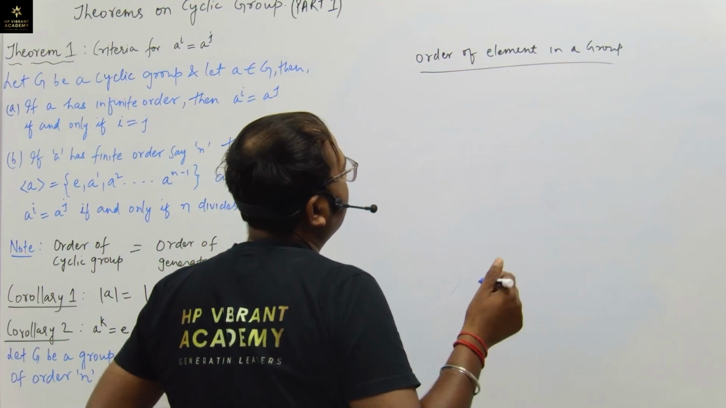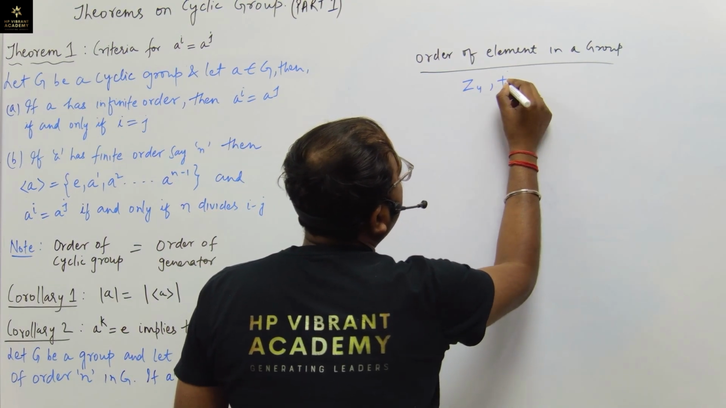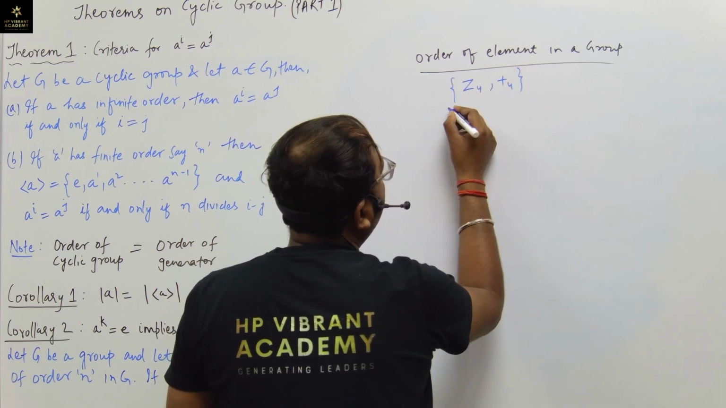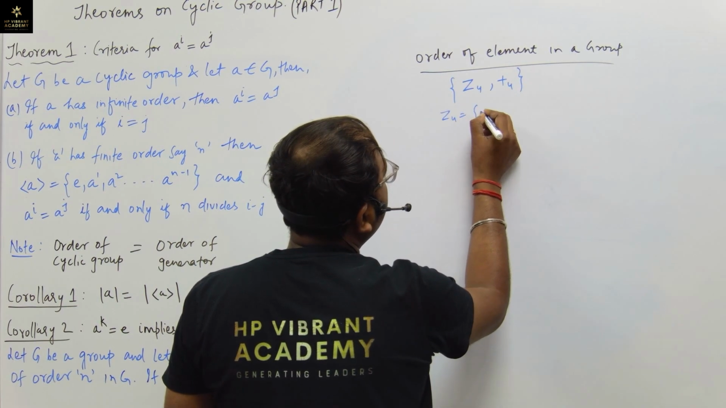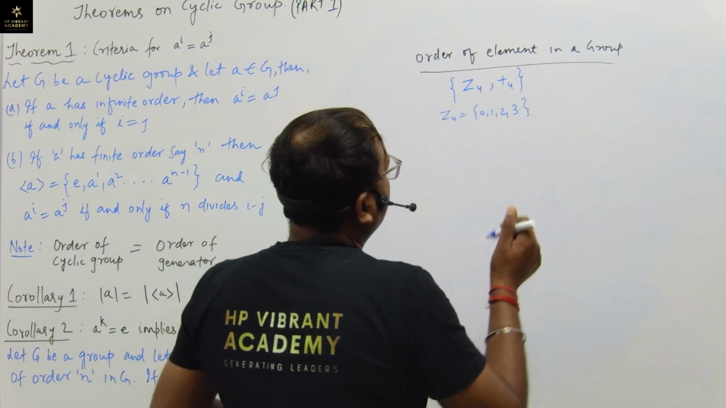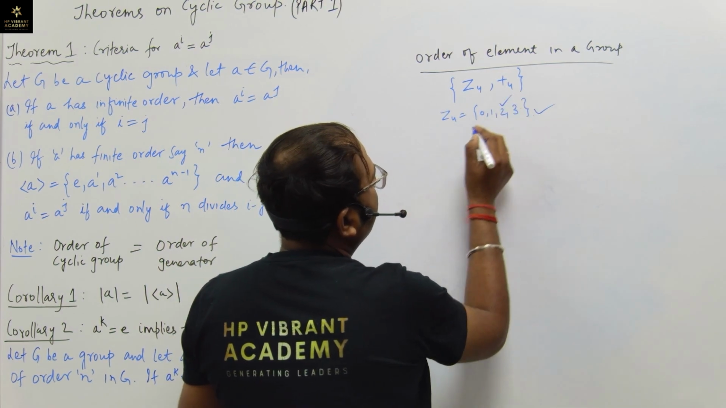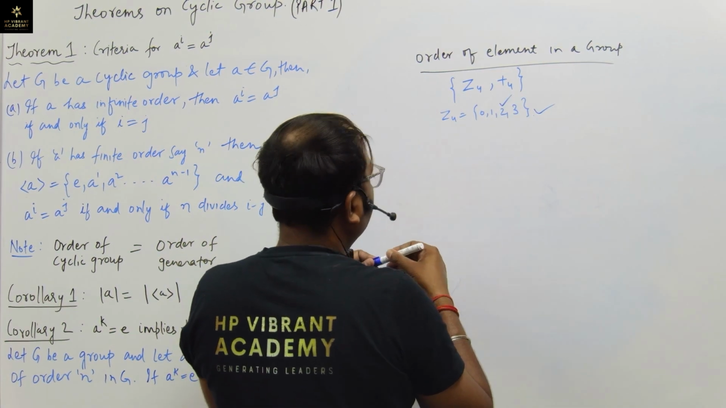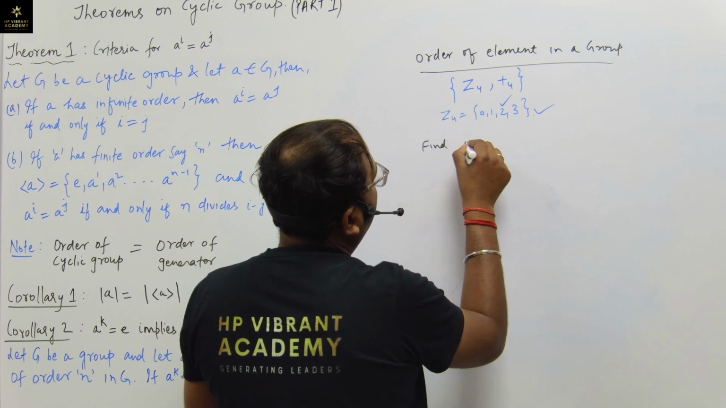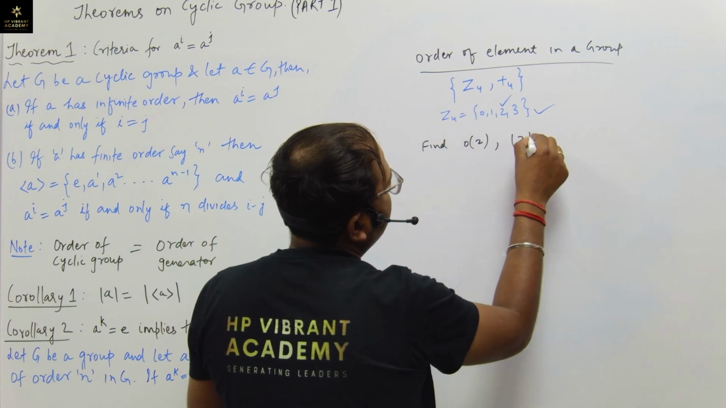So let us take an example, Z4. This forms a group under addition modulo 4. The elements in Z4 are 0, 1, 2, 3. Let us find the order of element 2.